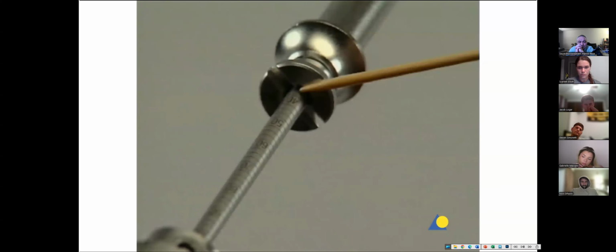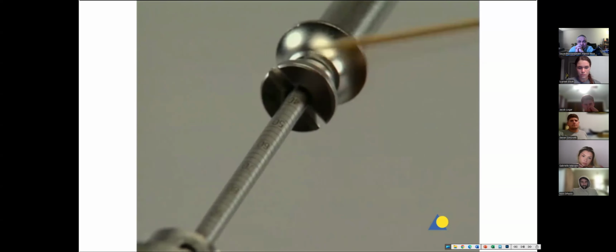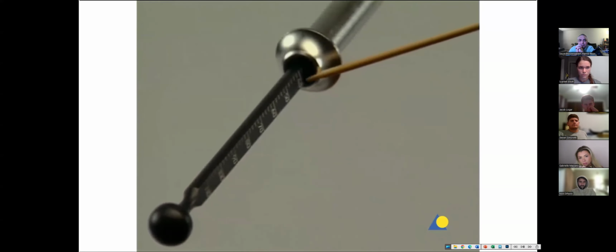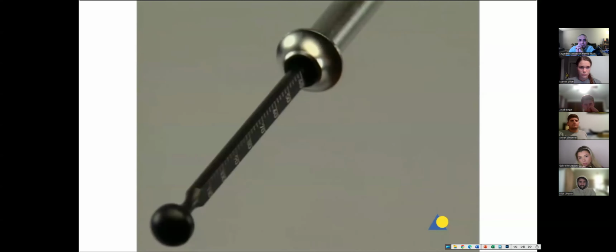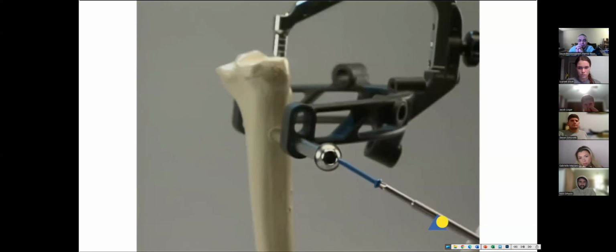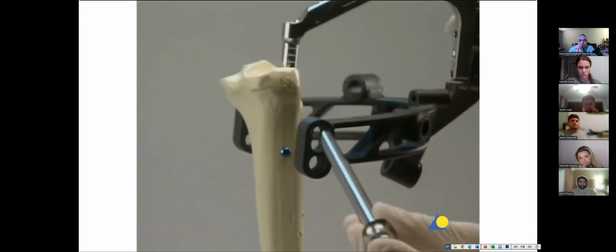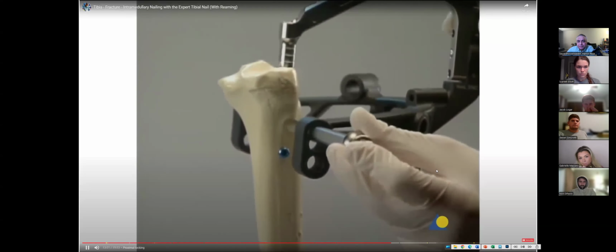The drill sleeve is pressed firmly against the near cortex, and the measurement is read from the calibrated drill bit. This measurement corresponds to the appropriate length of the locking screw. The drill bit and the drill sleeve are removed. As an alternative, the length of the screw can be read from the depth gauge for locking screws. The measurement is read from the shaft of the depth gauge. It corresponds to the appropriate length of the locking screw. A locking screw is inserted with the star drive screwdriver through the protection sleeve until the head of the locking screw lies against the near cortex.